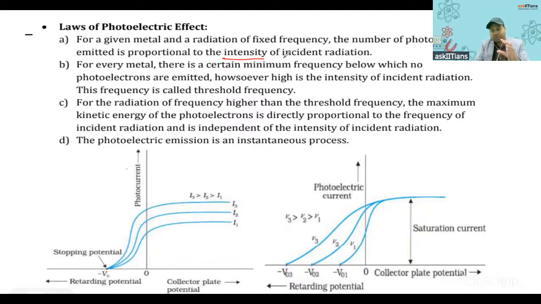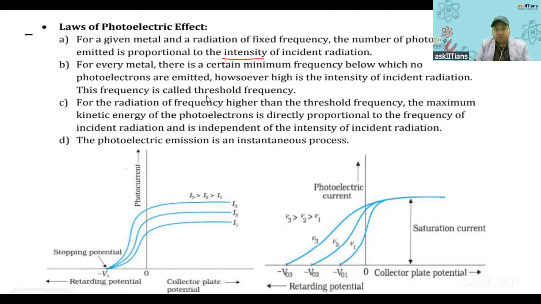And if I am increasing the intensity, what is increasing? The number of photons incident on the metal surface per second is increasing. And if the number of photons increases, then the number of photoelectrons will also increase. So as we increase the intensity, photocurrent gets increased.